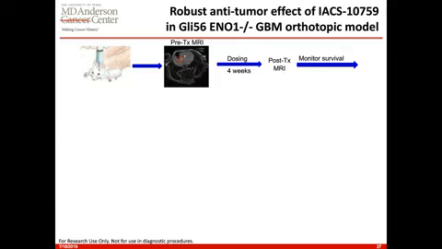And in vivo, we utilized an orthotopic model. This is the intracranial GBM model developed by the Frederick Lang group at MD Anderson Cancer Center. So basically, we bolted the mice on their skull, then implanted the ENO1 homozygous deleted cell lines into the mouse brain. Once the tumors were well established, confirmed by pretreatment MRI, the mice were enrolled into daily oral dosing with IX-10759. These mice were dosed for 4 weeks. Then we conducted a post-dosing MRI to look at how the tumors looked after 4 weeks of dosing. And after that, we monitored the overall survival of the mice.